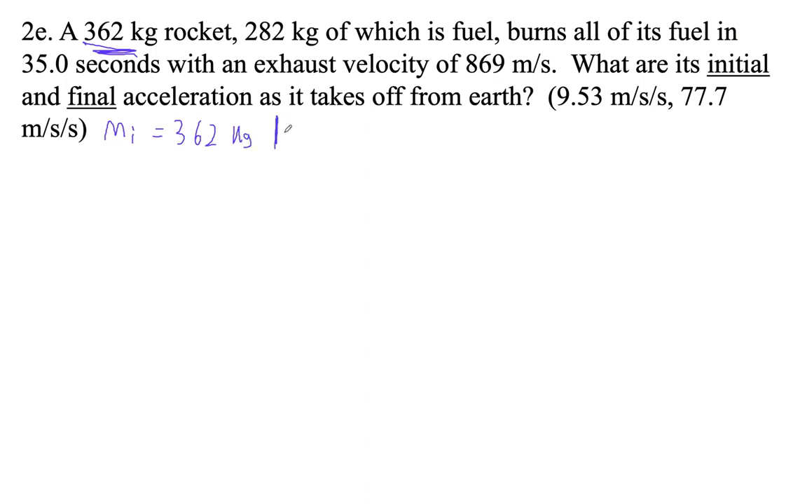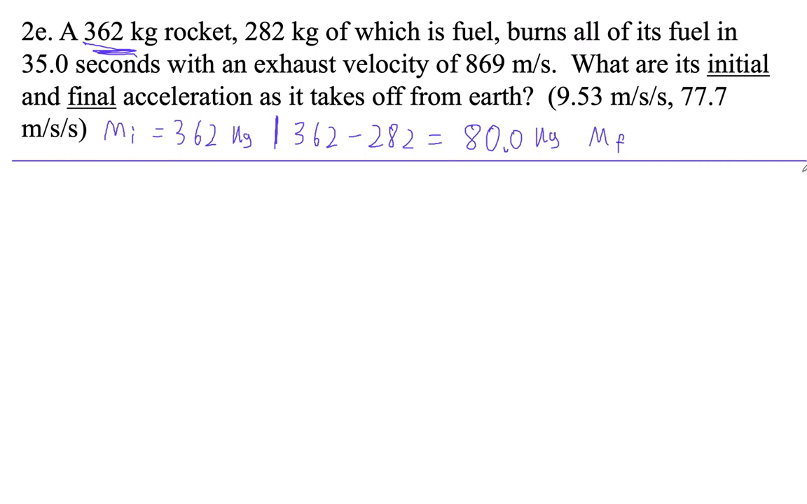Now my final mass is going to be, we take away the fuel, right? So the final mass, minus 282, that's just 80.0 kilograms. That's our final mass. Okay, so once you have the initial and final mass, we're set here, right? So just understand that the fuel burns and the rocket gets less massive, right?